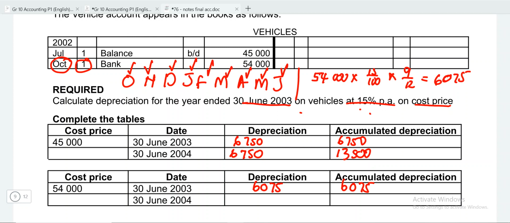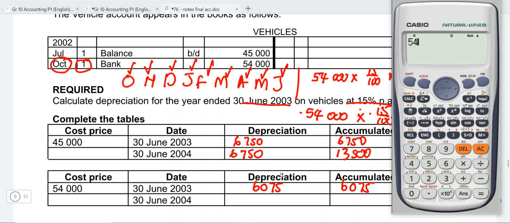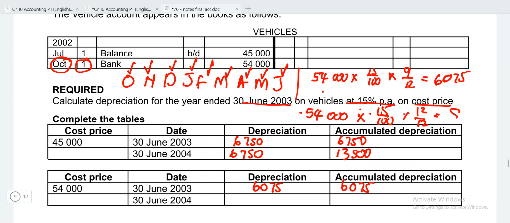So now in the second year, this asset was with us for the entire 12 months. So when we depreciate, we're going to say 54,000 multiply by 15 divide by 100, and then multiply by 12 over 12, and it will tell us how much we get. So if you say 54,000 multiply by 15 divide by 100, it is giving you depreciation to the value of 8,100. So meaning that our depreciation for the current year here is 8,100, and then obviously the sum of these two, the previous depreciation plus the latest, will give us the accumulated depreciation at the end of the year.